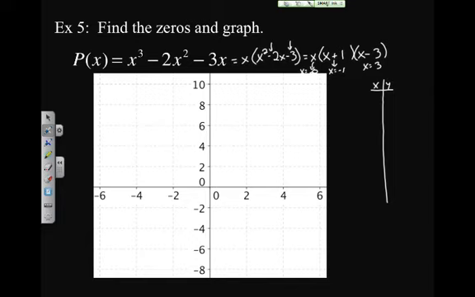So let's go ahead and put those points on our graph: 0, negative 1, and 3. Then, as far as end behavior, if you look back at what we had here, it's the same as the last one. It's an odd degree, positive leading coefficient. So again, we know on this side it's going to be going up, and on this side it's going to be going down.